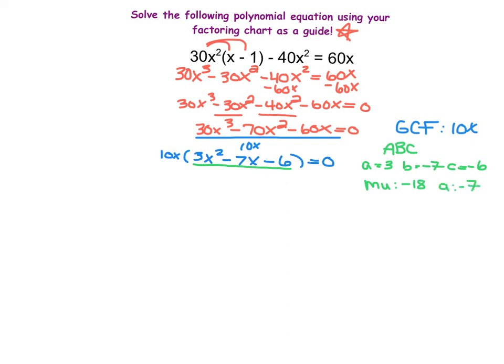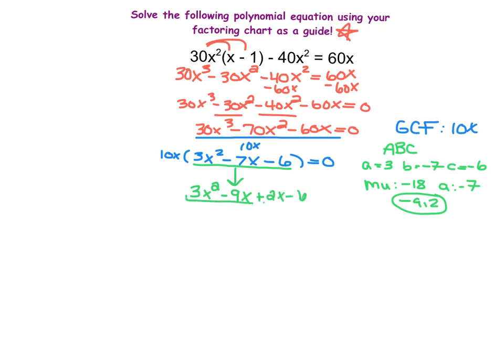So I start thinking of the factors of negative 18, and I know that if I use negative 9 and 2, those two numbers will multiply to negative 18, but add to negative 7. So then I use those two numbers to rewrite this part in green. Remember, I'm just focusing on this part in green right now. I'll bring down the 10x and the equals 0 in a little bit. So here I have 3x squared minus 9x plus 2x minus 6.